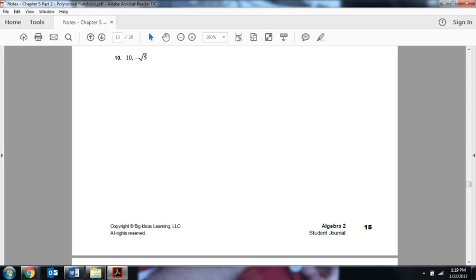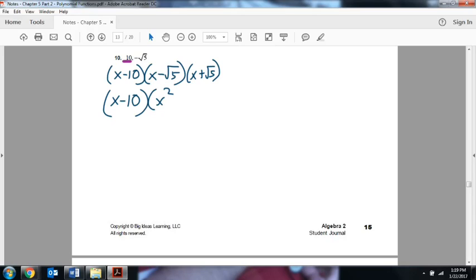Number 10, same idea. Ooh, I didn't pause it between. So I've got a root at 10, so I got a factor of x minus 10. And I got a root at the square root of 5, so I've got x minus the square root of 5. And I have x plus the square root of 5, which is really nice because that's a difference of squares. And a difference of squares, when I multiply it out, remember, just turns into x squared minus the square root of 5 squared, which just happens to be 5.